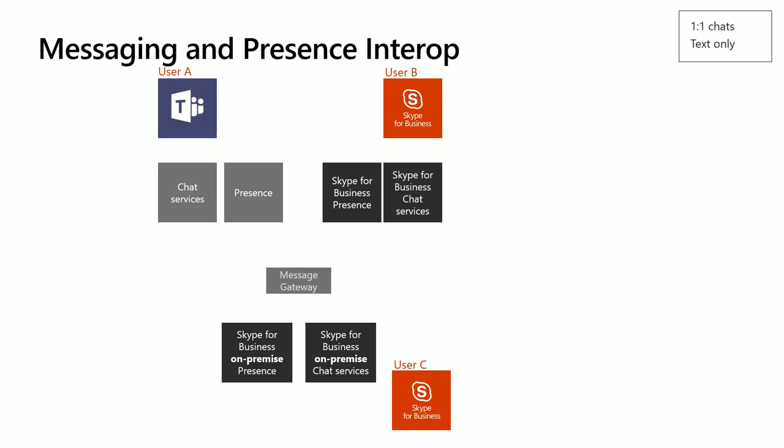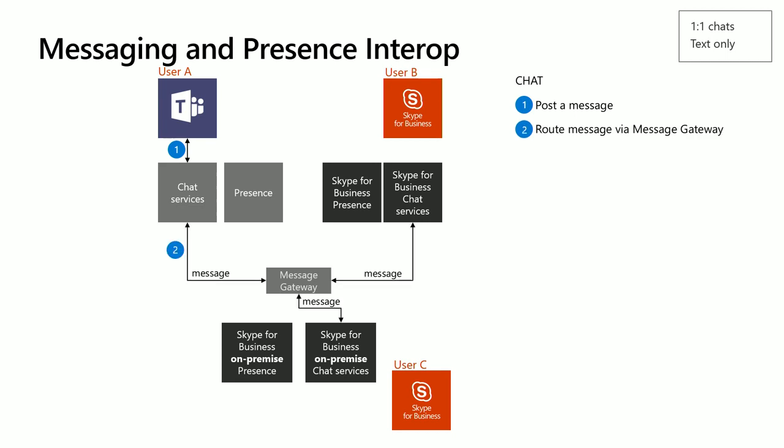Here's a picture of user A using Teams and user B using Skype for Business. On Teams, they talk to the chat service and presence, and user B is talking to Skype for Business presence and Skype for Business chat services. There's also a message gateway, and some other stuff at the bottom, and then there's user C at the bottom too. Let's see how this works. User A, using Teams, posts a message. It routes via the message gateway and finds its way down to Skype for Business on-premise. Then user C picks that up via long poll, a sync, or a push notification. The details vary based on how it's connected and when.